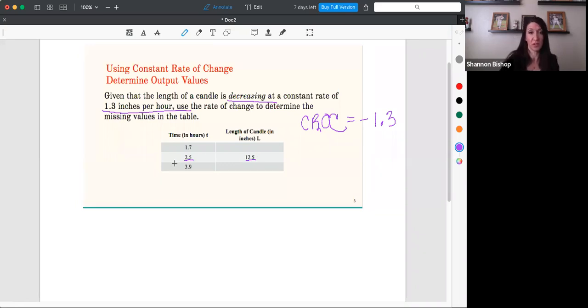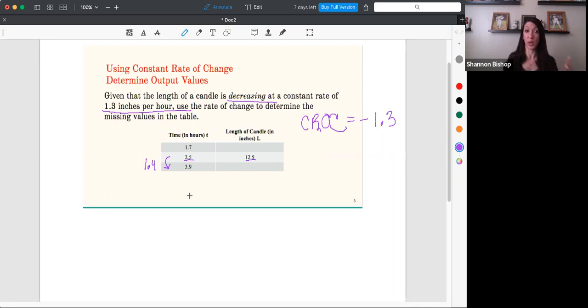So the first thing you have to look at is, generically speaking, called the change in the input. But in this particular case, we're looking at the change in time. So how much time is going to lapse from 2.5 hours to 3.9 hours? Well, that would be 1.4 hours in the future, because 3.9 minus 2.5 is 1.4. So this is 1.4 hours into the future.